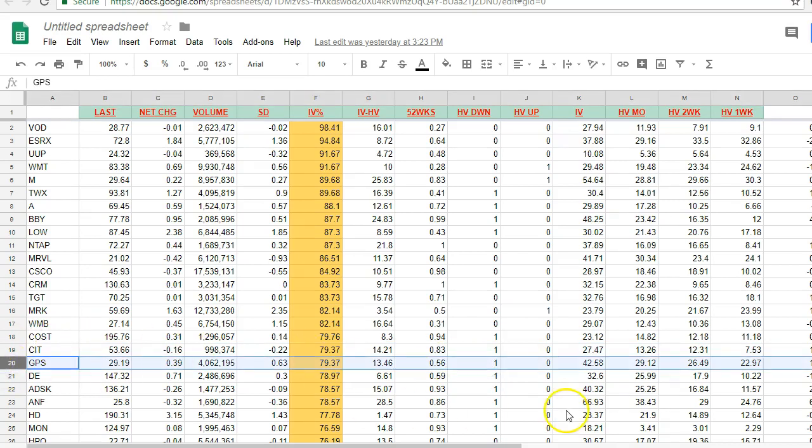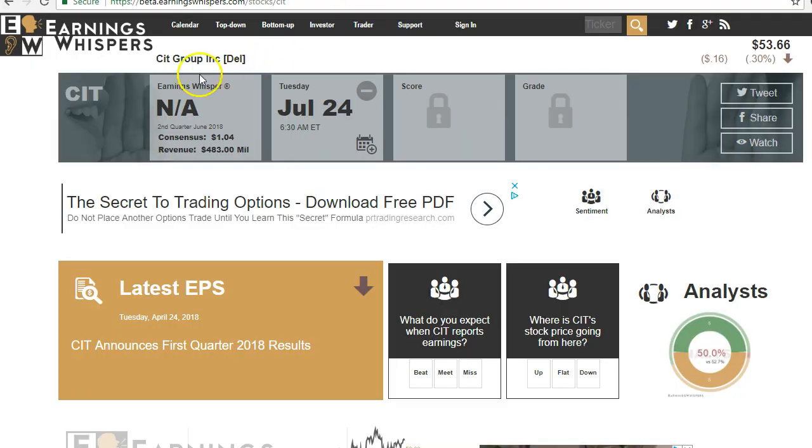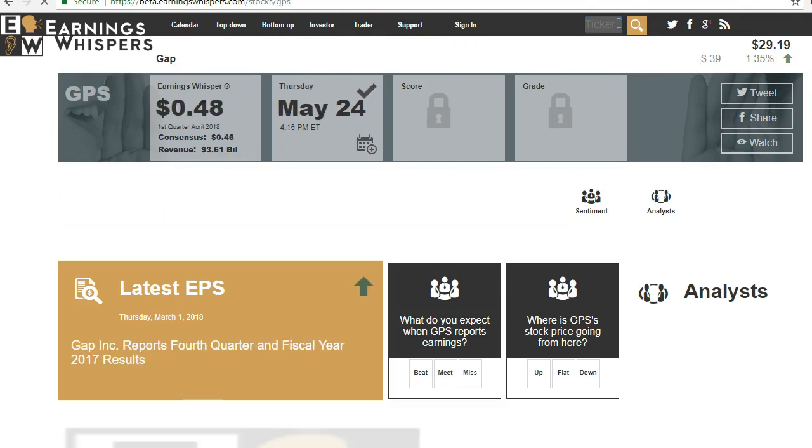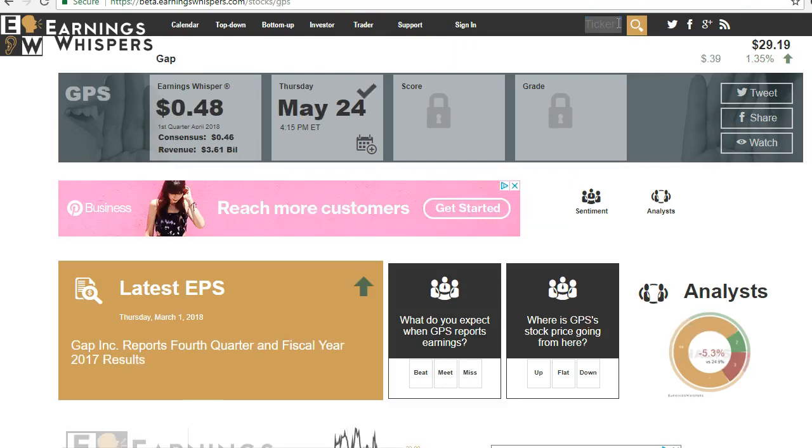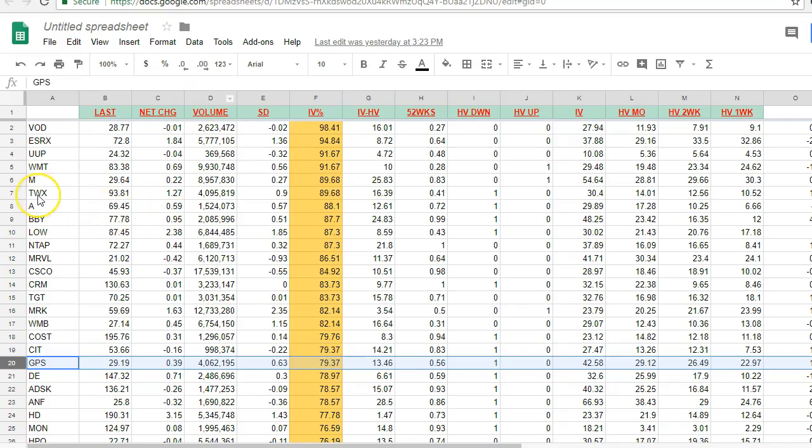GPS. 52 weeks looks good. Standard deviation looks good. Volume is good. Everything looks good. But how about the earnings? GPS. May 24th. Not good. So far, we got CIT and TWX. So far, we got two tradable stocks.